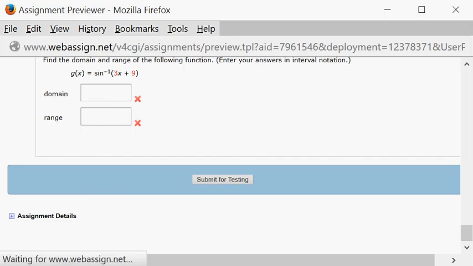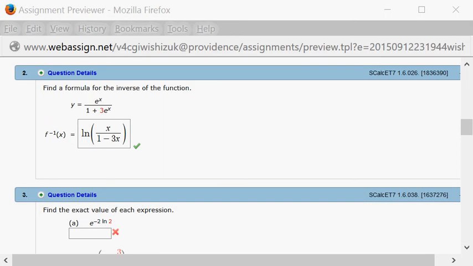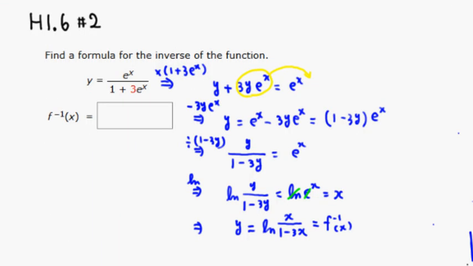Submit for testing. It came back and looks like we found the correct inverse function. That's it. I hope that this was clear.